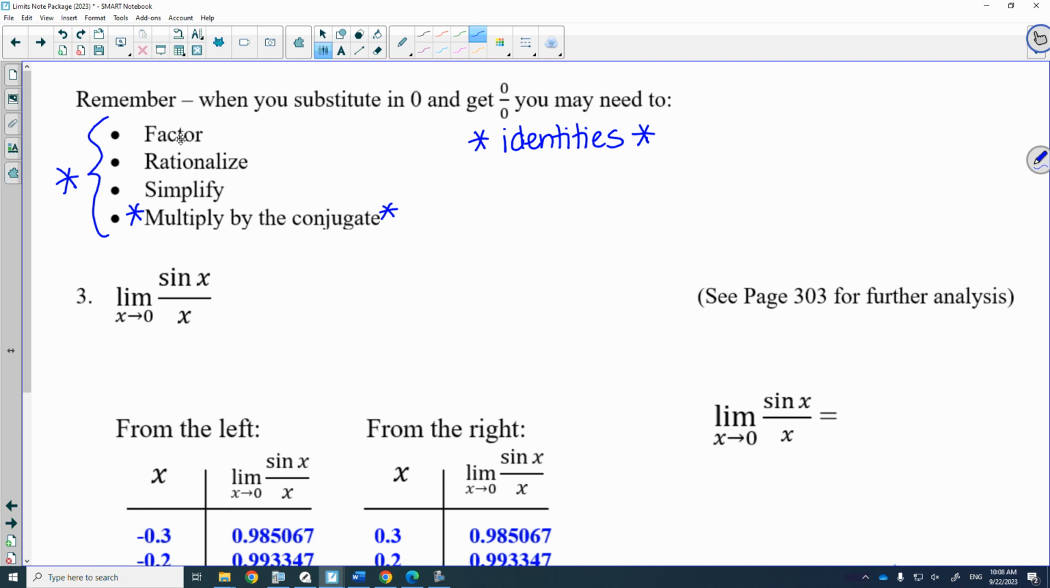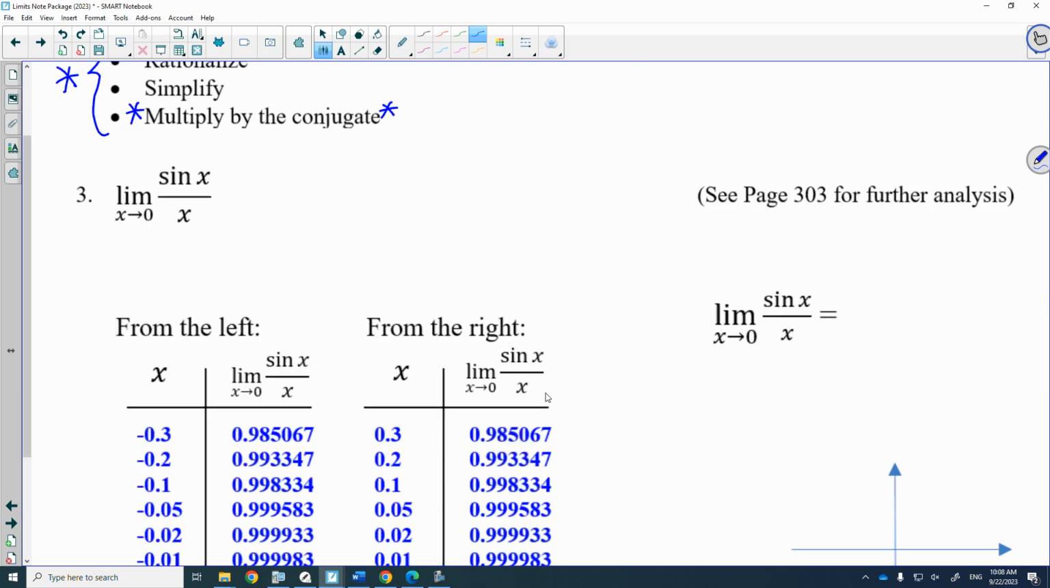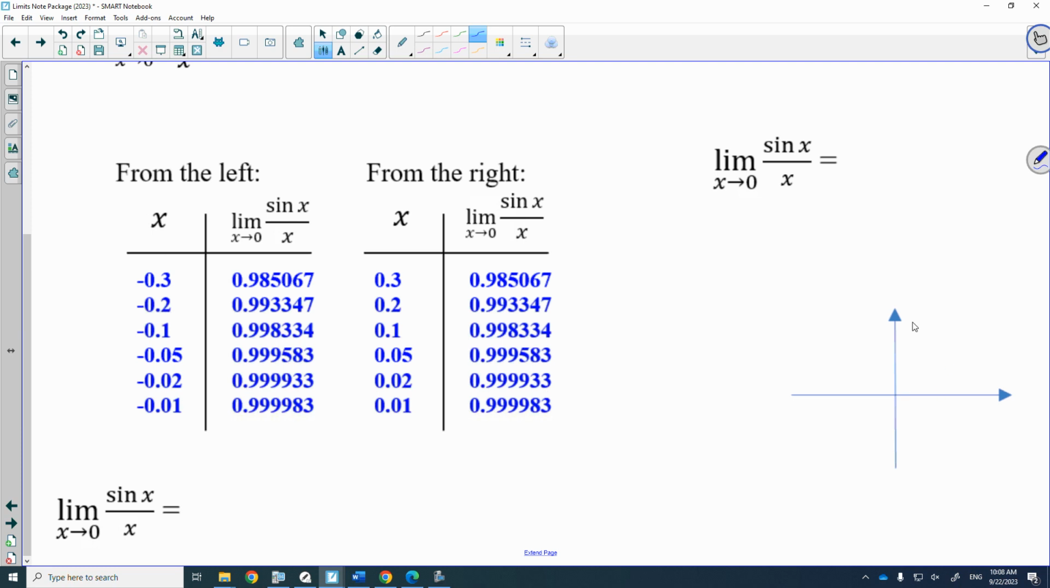Okay, let's look at the limit as x approaches 0 of sine of x over x. First of all, if we were to graph this, we know that there's a non-permissible value and x cannot be equal to 0. What this would look like graphically is that at 0, I would have a hole. The graph is going to look something like this.